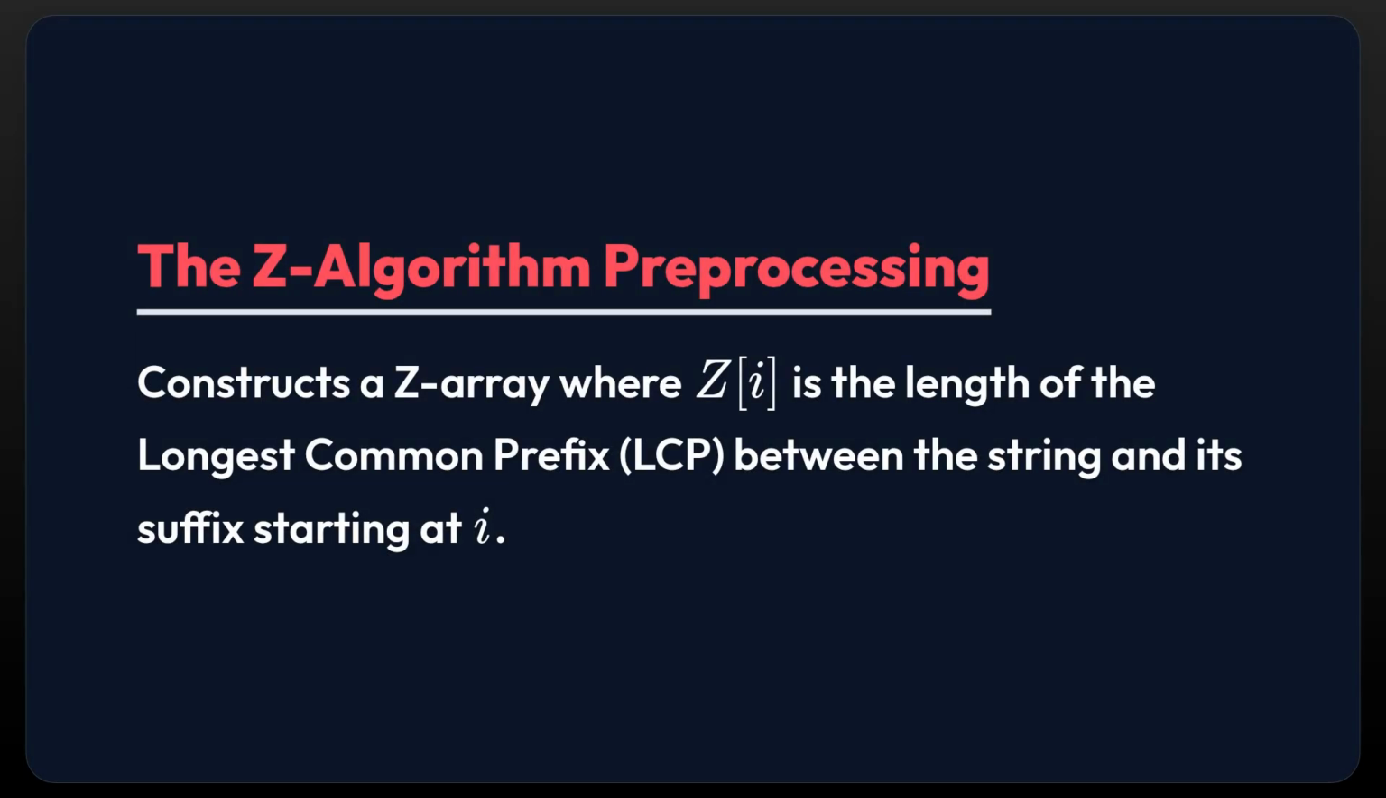Many advanced algorithms rely on the Z algorithm for preprocessing. This constructs a Z array, where each value represents the length of the longest common prefix between the original string and a suffix starting at that position. It efficiently utilizes a Z box to avoid rescanning characters, mirroring the logic we see in palindrome detection.